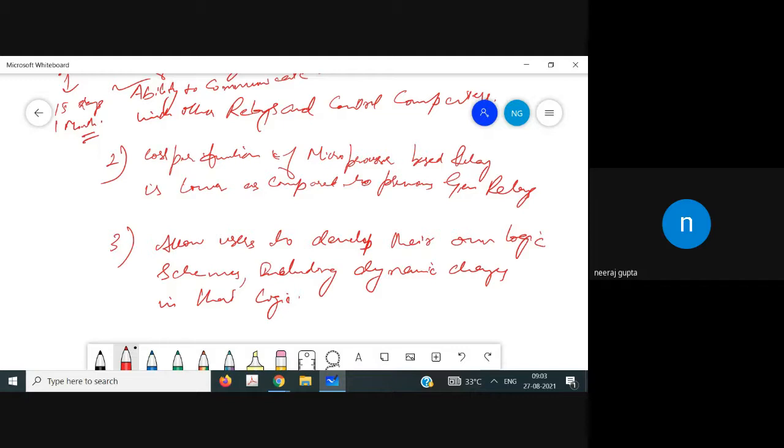So what do you mean by that? So that they can develop their own logic. Even you can carry out some dynamic changes in that logic. That means that at the time of working, if you wish to carry out some change, that type of change can be done in this type of relay, that is, in the microprocessor based relay. However, it is not possible in electromechanical and static type of relays, because in that case you have to purchase some new relay.